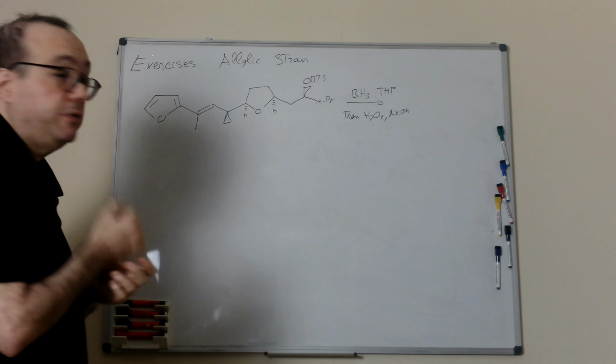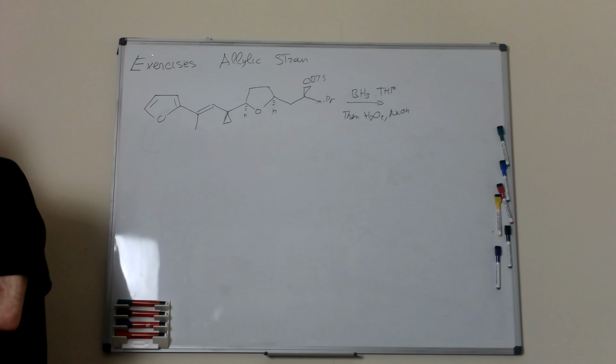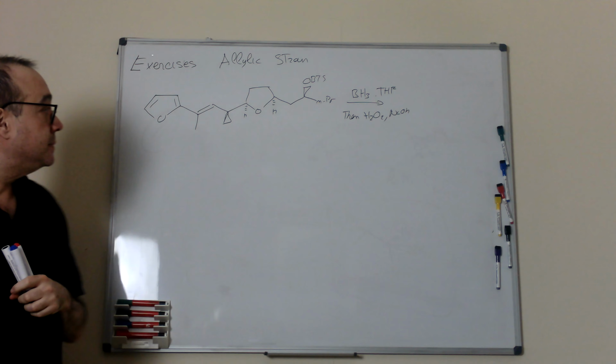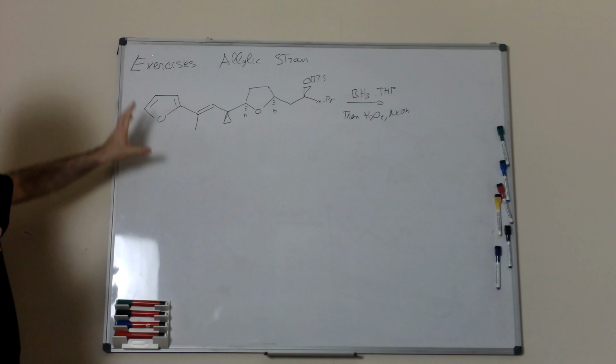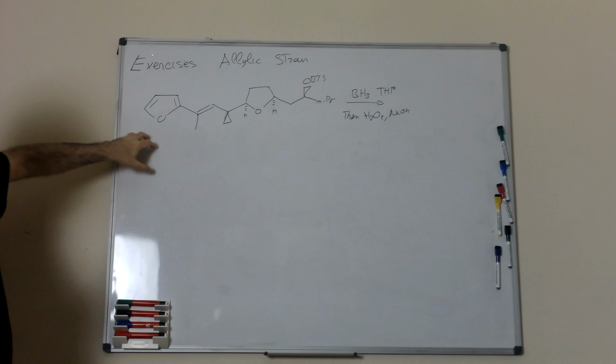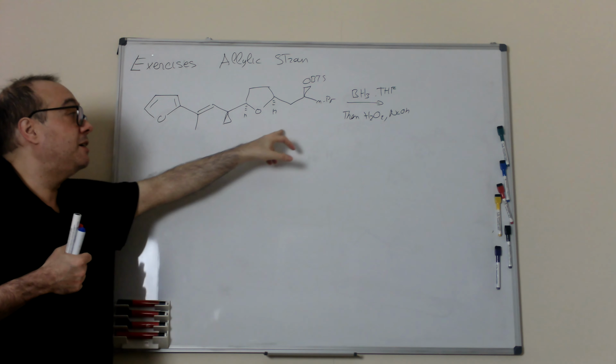Welcome to the exercise of the allylic strain, from Chem 6161, a stereoselective reaction. Basically, in the first exercise, we have this compound, and we are treating this reactant with borane, and then we oxidize with hydrogen peroxide. What we are doing is a hydroboration followed by oxidation to get an alcohol.